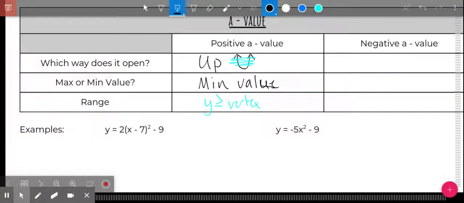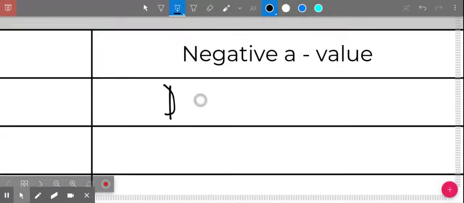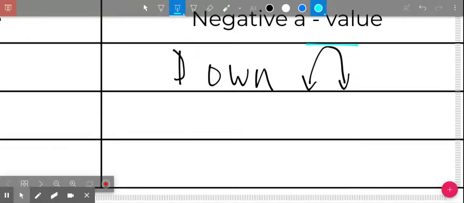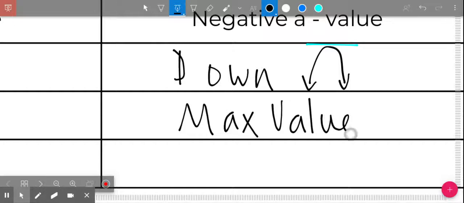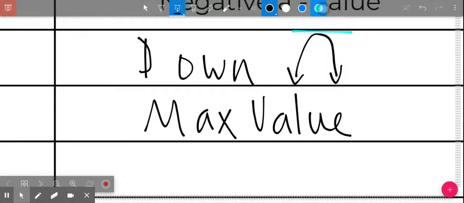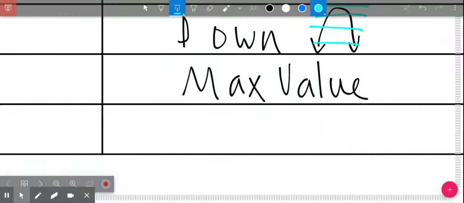Now, if our a value is negative, so we have a negative 2 or a negative 1/2, it's all going to be the opposite. So now it opens down. Okay, so it's going to look like this. It's frowny. It's negative, it frowns. So since it opens down, that means our vertex is at the very top. Therefore, we have a max value. And then last but not least, our range. Since the graph is going to be below the vertex, my range is going to be y is less than or equal to my vertex.